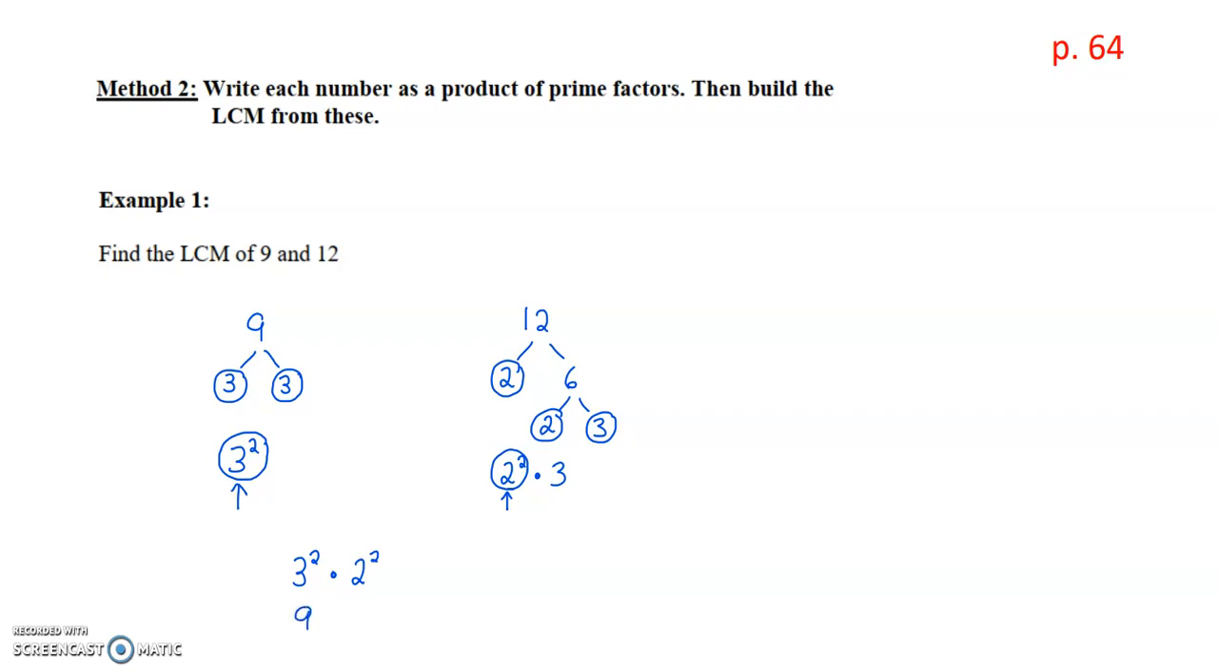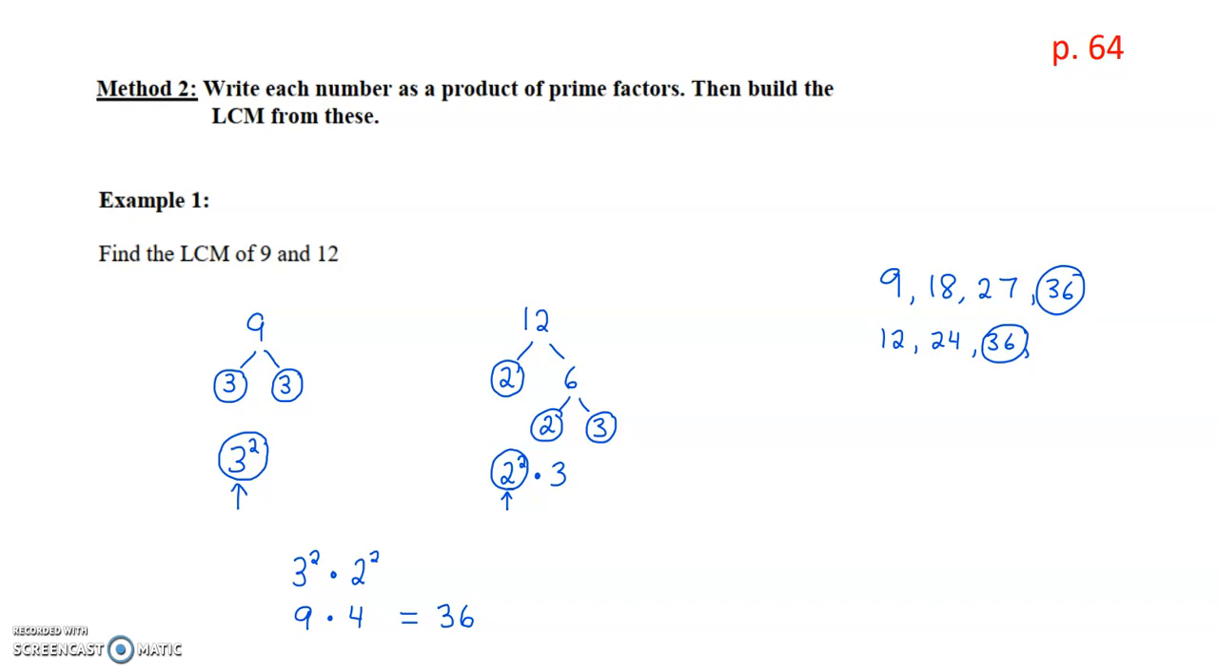3 squared is 9, 2 squared is 4, and so the lowest common multiple of 9 and 12 is 36. So this method is a little bit longer. With small numbers like 9 and 12, you may be better off using method 1, going up by 9s, going up by 12s, and getting to 36 that way.